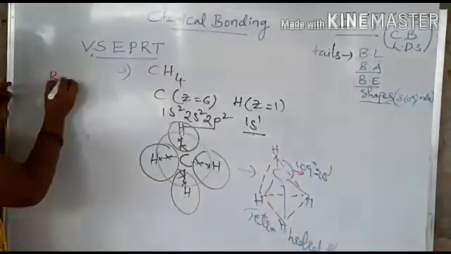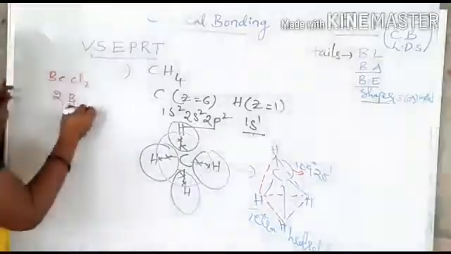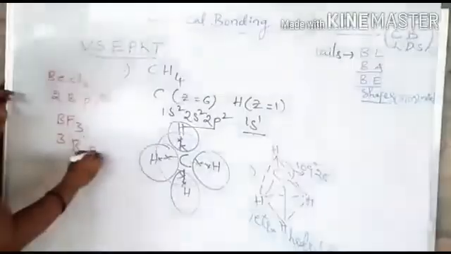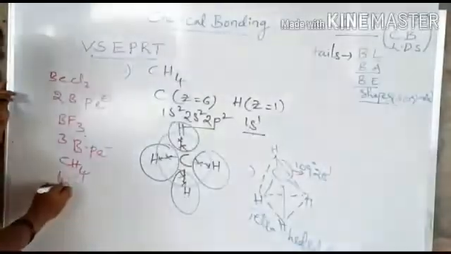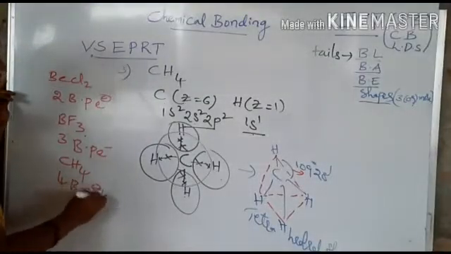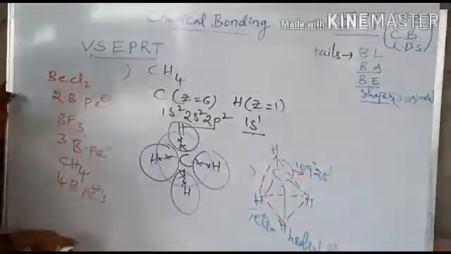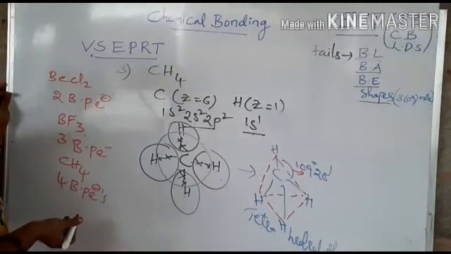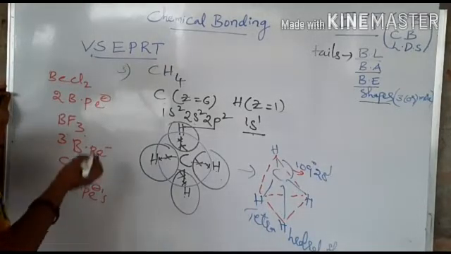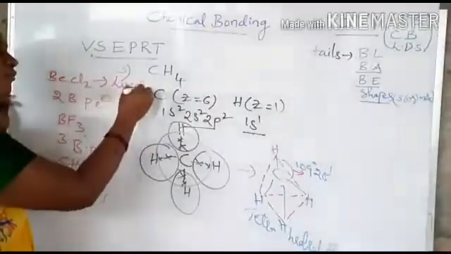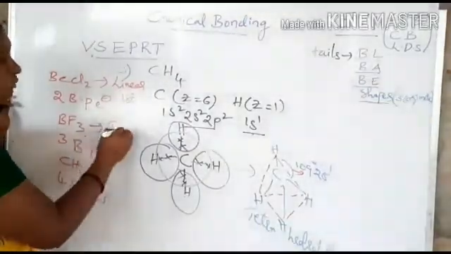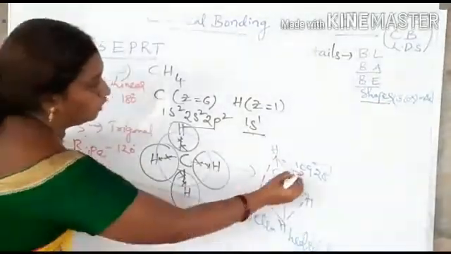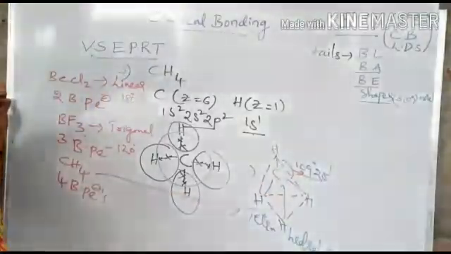We learned about BeCl2, which has 2 bond pair electrons, BF3, which has 3 bond pair electrons, and CH4, which has 4 bond pair electrons. There are no lone pairs in any of these examples, and whatever it may be, there is a repulsion between the bond pair electrons. In order to minimize the repulsion, according to VSEPR theory, they assume certain shapes. BeCl2 assumes linear shape with bond angle 180 degrees, BF3 assumes trigonal planar shape with bond angle 120 degrees, and CH4 assumes tetrahedral shape with bond angle 109 degrees 28 minutes.